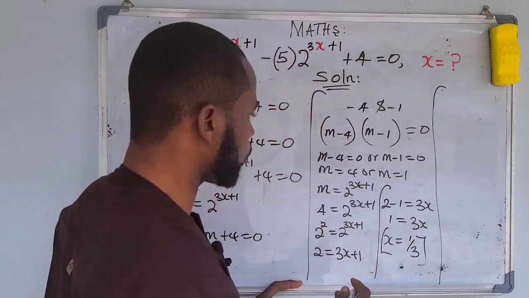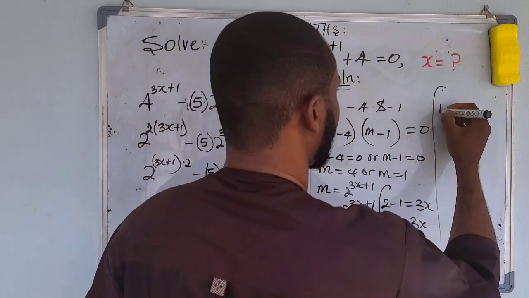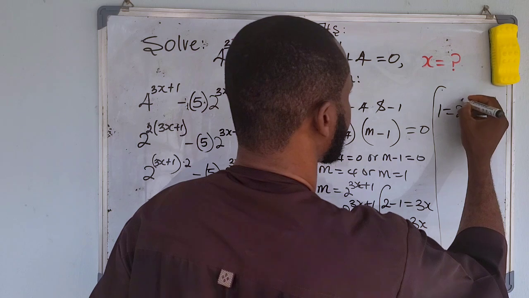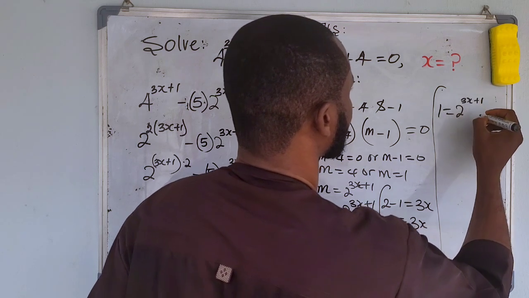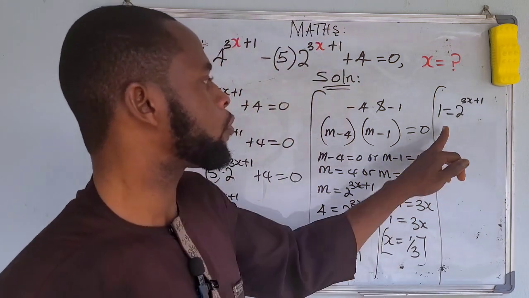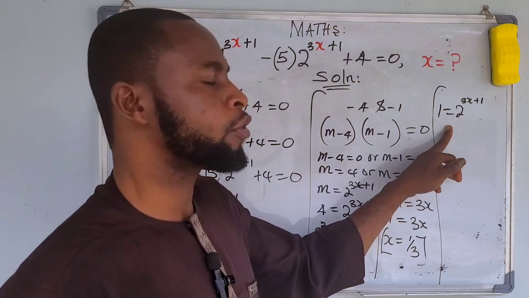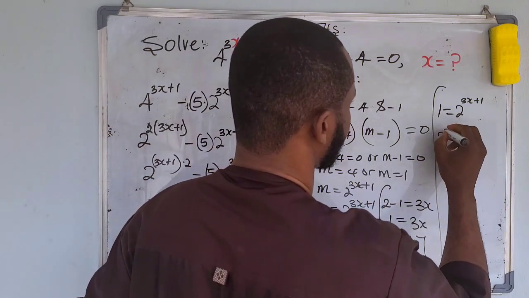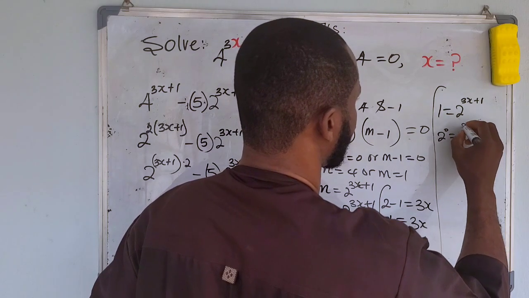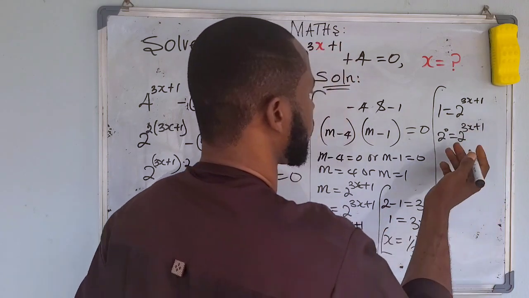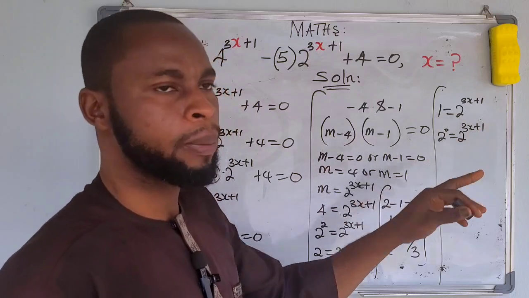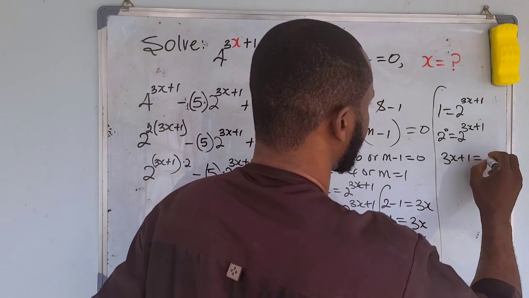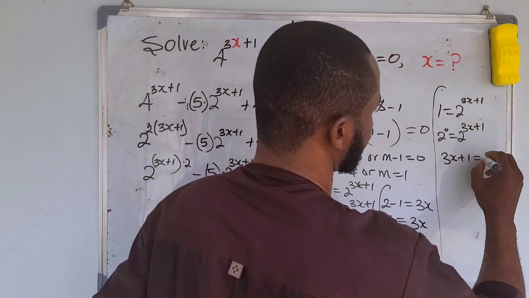Then from case 2, m equals 1. We have it that 1 equals 2 to the power of 3x plus 1. From indices, any number raised to the power of 0 gives you 1. As such, you are free to have 2 to the power of 0 equals 2 to the power of 3x plus 1. Now, since the bases are the same, we equate the powers. Then we have here that 3x plus 1 equals 0.